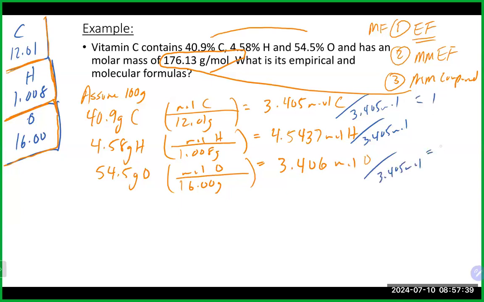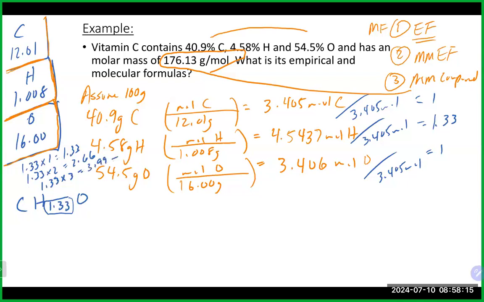It's going to give us a 1 there, a 1 there, and a 1.33, I believe, there. That gives us an empirical formula of CH1.33O. Again, 1.33 is not a whole number and too far to round. So if you do 1.33 times 1, that's 1.33. 1.33 times 2 is 2.66. 1.33 times 3 is 3.99, and that's pretty close to 4. So we will go by this factor of 3 to multiply by.